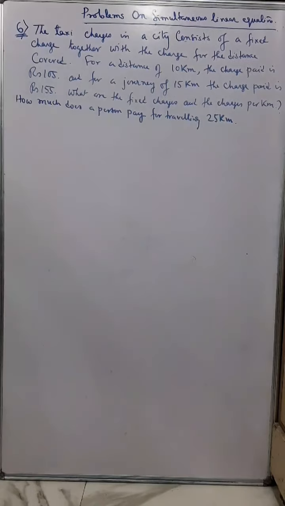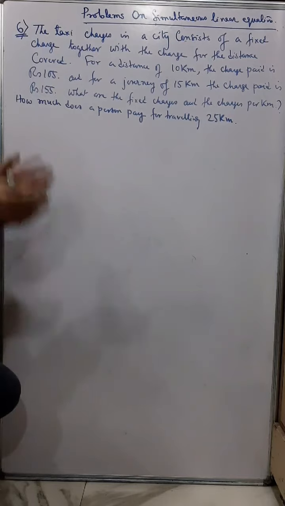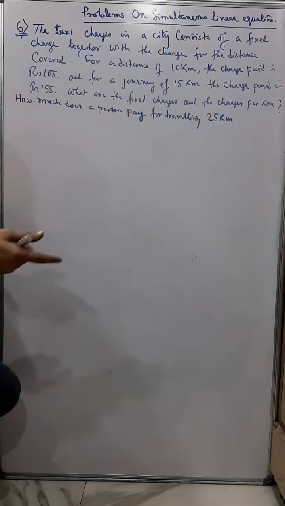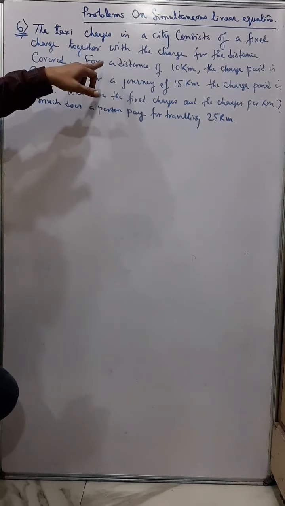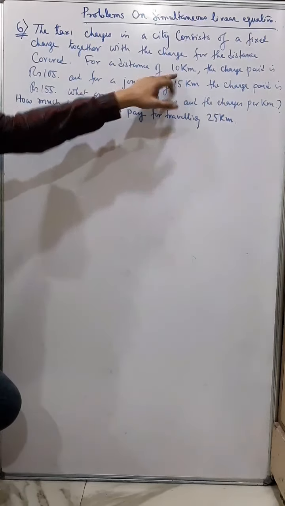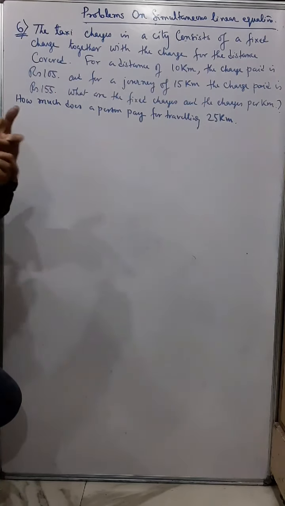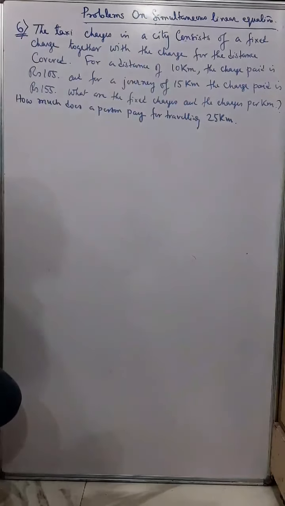Okay, now see there. The taxi charges in a city consist of a fixed charge together with charges for the distance covered. You know, when you get into a taxi, there is a fixed charge you have to pay, and then they charge per kilometer. Suppose they are traveling 10 kilometers, so a particular fixed amount they have to give, and then some rupees per kilometer times 10, total.